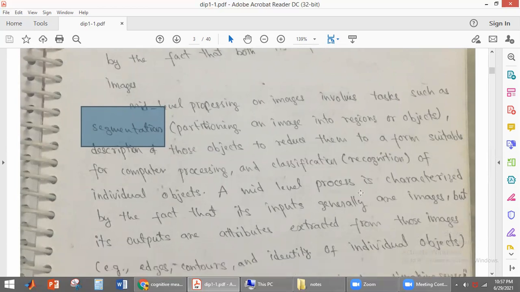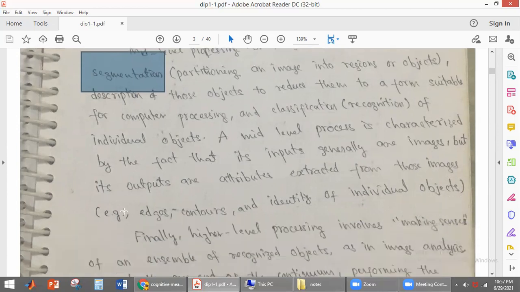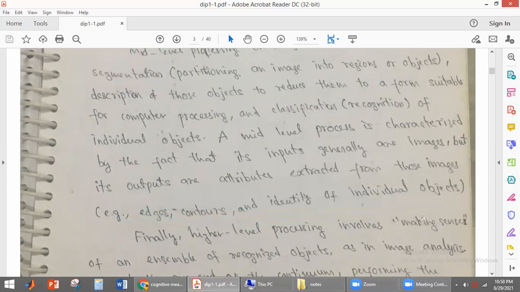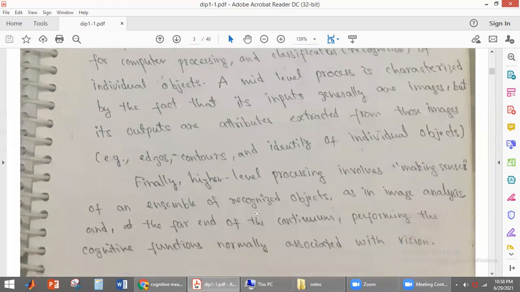So the middle-level process is characterized by the fact that its inputs generally are images, but its outputs are attributes extracted from those images. Okay, so what are the attributes? Attributes are nothing but the edges, contours, and identity of individual objects. Okay, so these will be the outputs, whereas the inputs are the images.